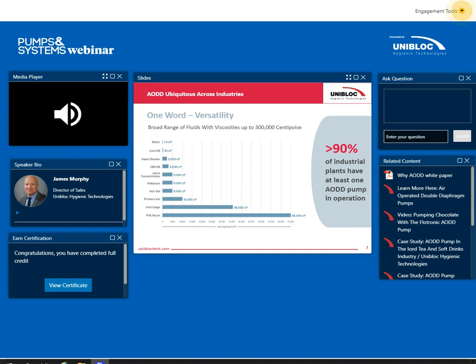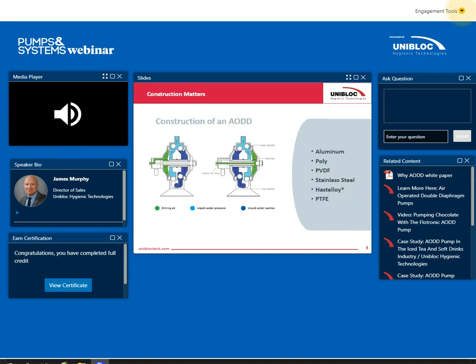All right. We're going to move on to the next slide. So the construction of an AODD pump. Now, the one that you see here is a little bit different than a more traditional design. But at the end of the day, they both have a liquid end, and then they have the air side of things. And there's a drive shaft between them, oftentimes described as a spindle. And that connects two diaphragms that shift back and forth. And then essentially that shifting process is what creates our pumping action.